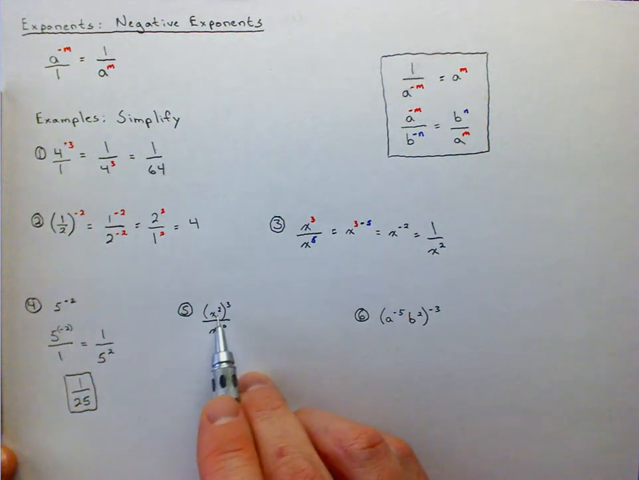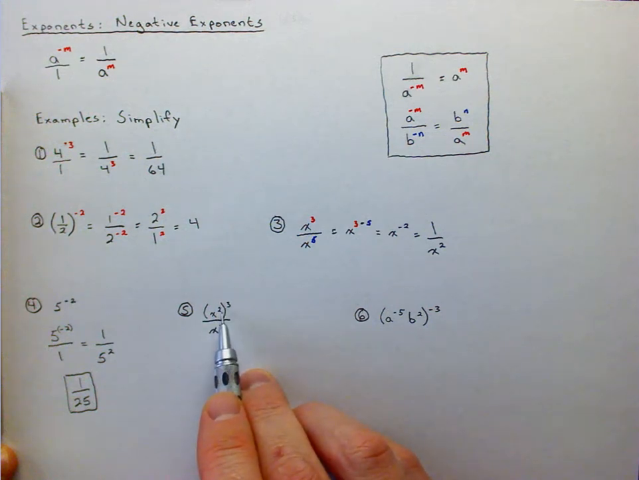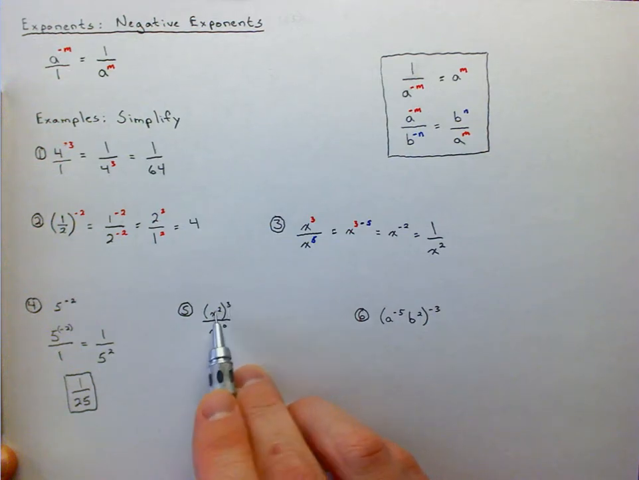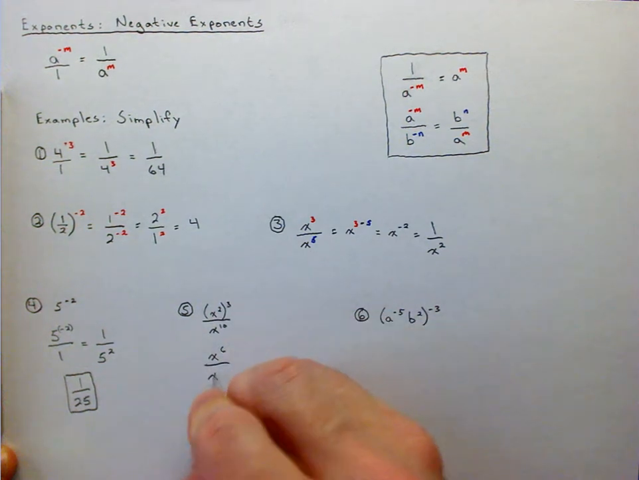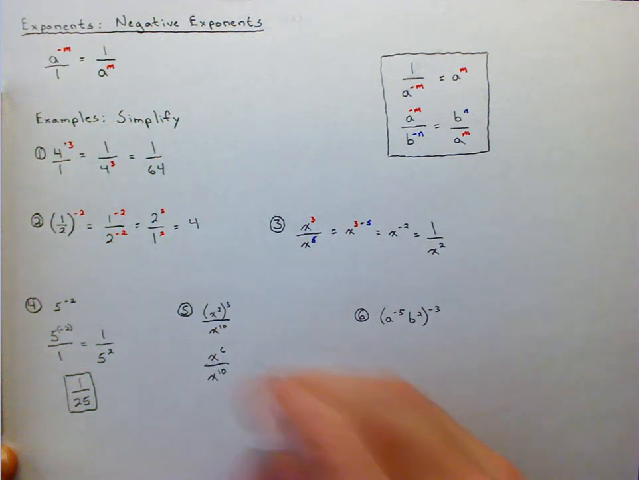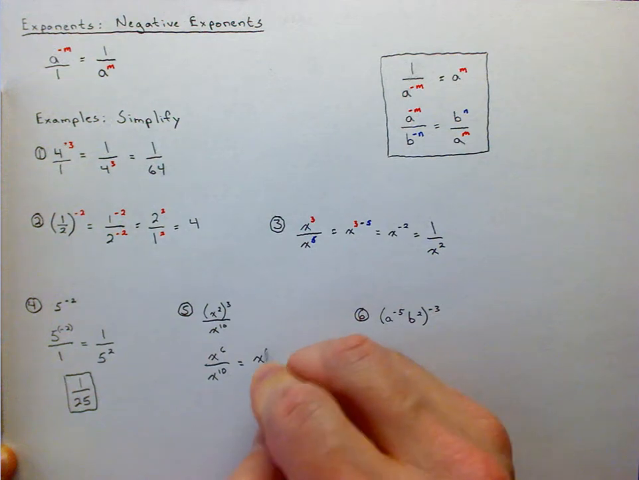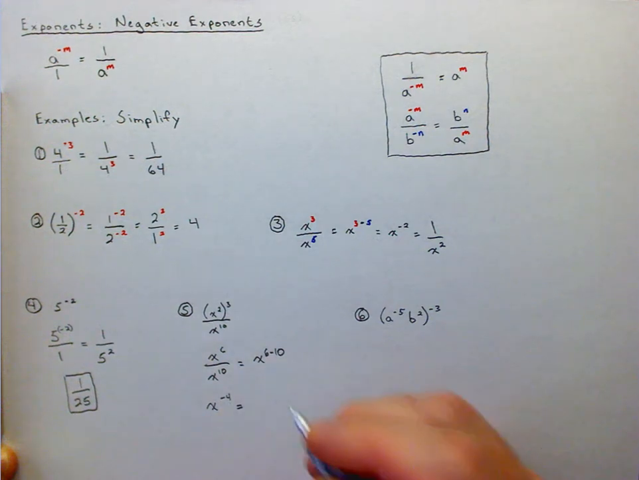Okay, next one. Okay, here we go. I have combined rules here. I'm going to have first the power rule, and then I'm going to do the quotient rule. My power rule says multiply my exponents. So x to the 2 to the third is the same as saying x to the 2 times 3. So it is x to the 6th over x to the 10th. Quotient rule says subtract exponents if my bases are the same. They are the same. So what this equals is x to the 6 minus 10, which becomes x to the negative 4th, which I can rewrite as 1 over x to a positive 4.